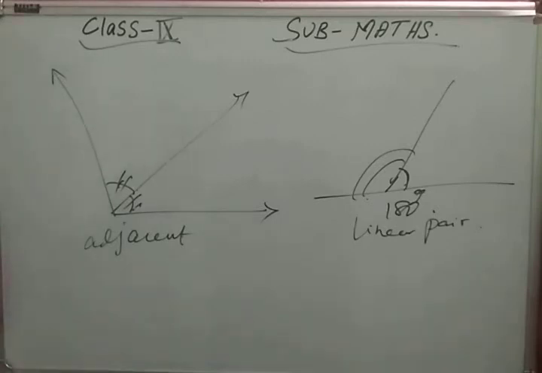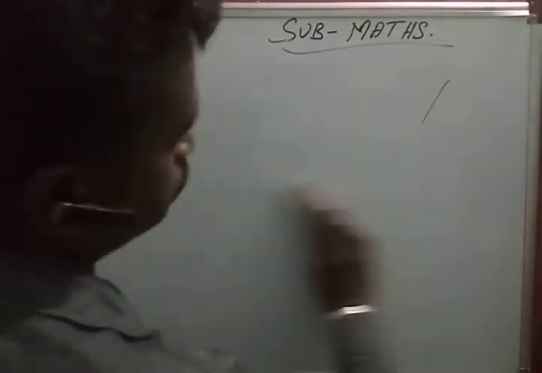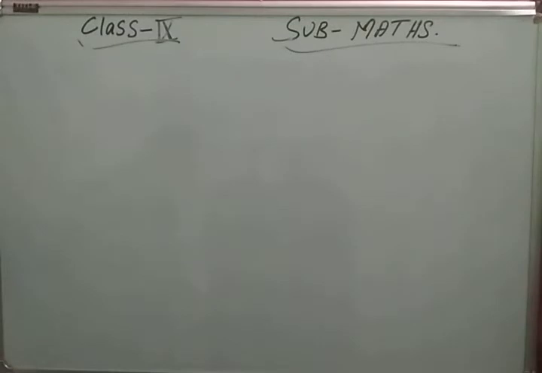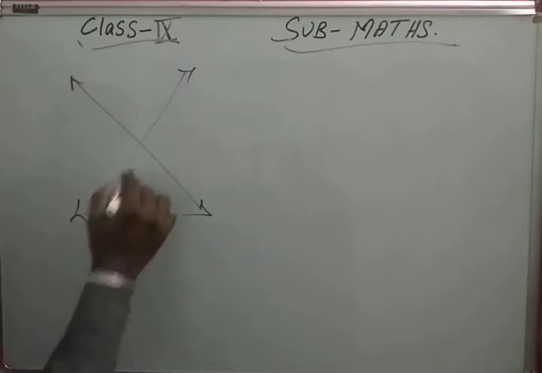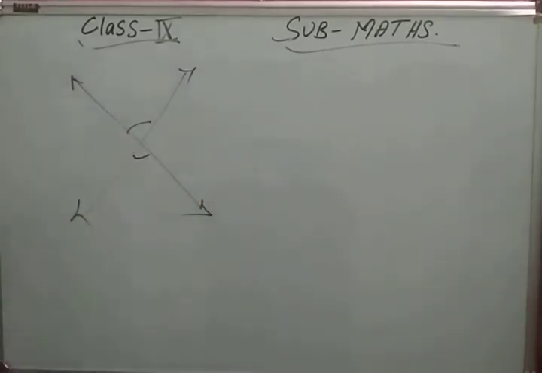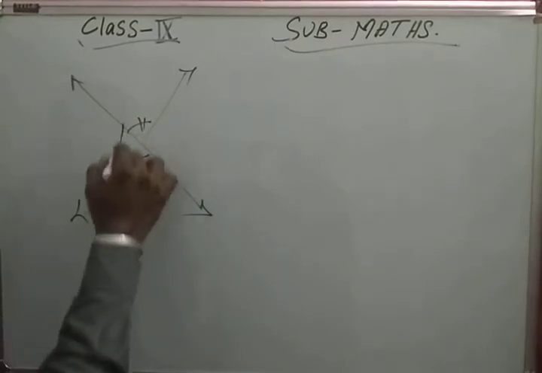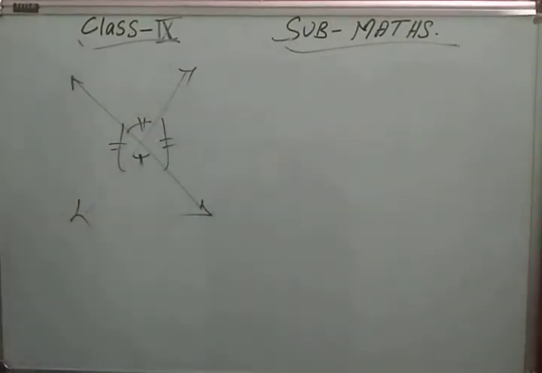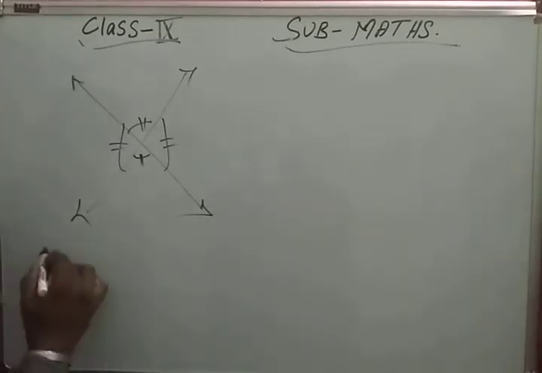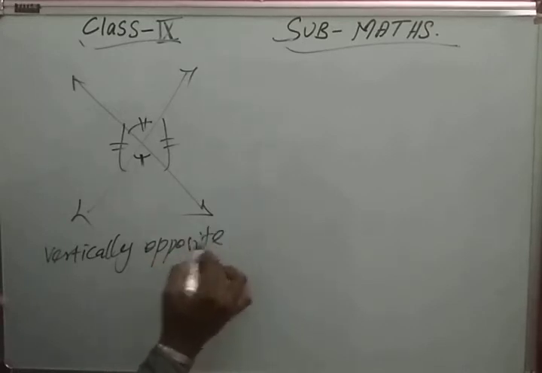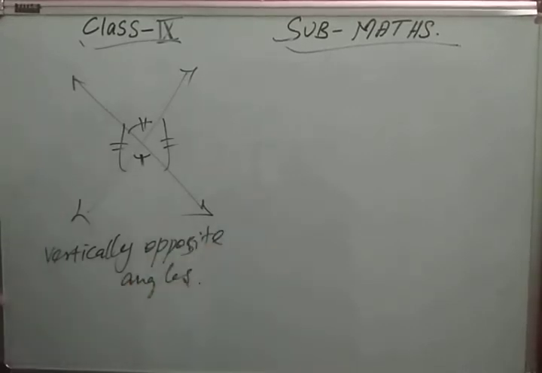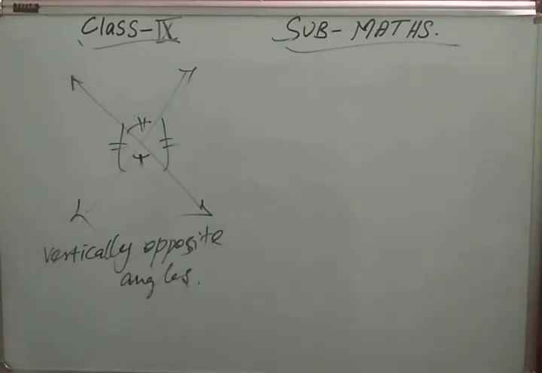Okay. Next one is vertically opposite angles. What is a vertically opposite angle? When we have angles like this, we will say these two angles are equal. Compulsorily these two angles are equal, right? Like that, these two angles are also equal. That is called vertically opposite angles. This also you have learned in the previous years.